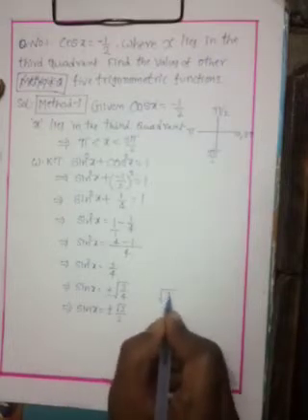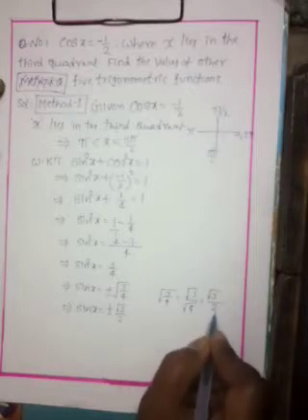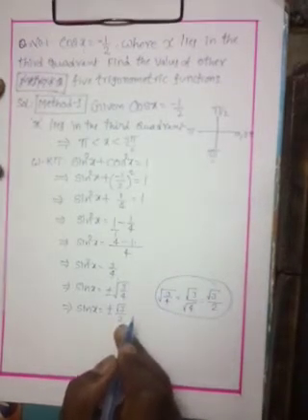Just I write in the rough. Root 3 by 4 means root 3 by root 4. Do you remember that? Root of a by b is equal to root a by root b. So in the numerator we can write root 3 as it is. In the denominator root 4. What is the value of root 4? 2. So I wrote this part here. Understood this step, my dear children? Right. So here we got the sin x value as plus root 3 by 2 or minus root 3 by 2.